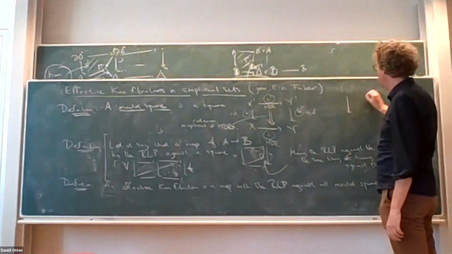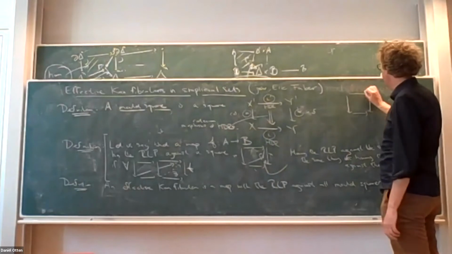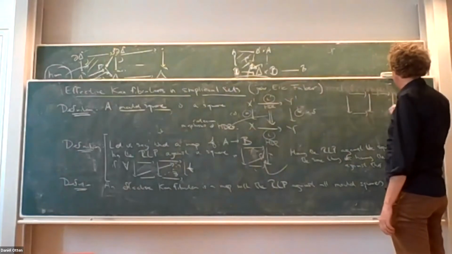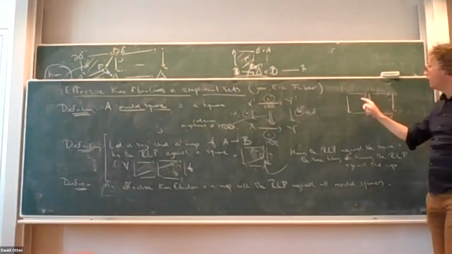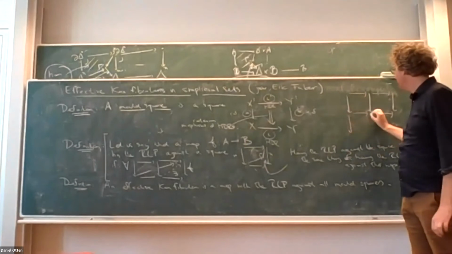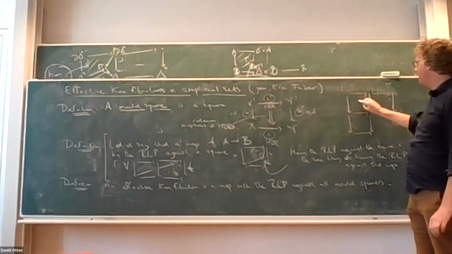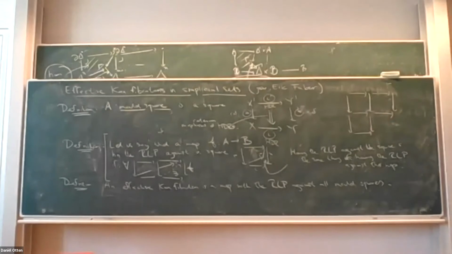So if I have a mold square like this, and I have another mold square like that, I can compose these 2 mold squares and I get a new mold square. If I have a mold square like this, and a mold square like that, I can compose these 2 things and I get another mold square. And that gives me 2 very natural compatibility conditions for these effective fibrations. And we impose both of these.